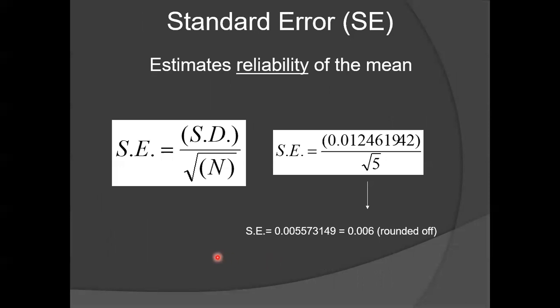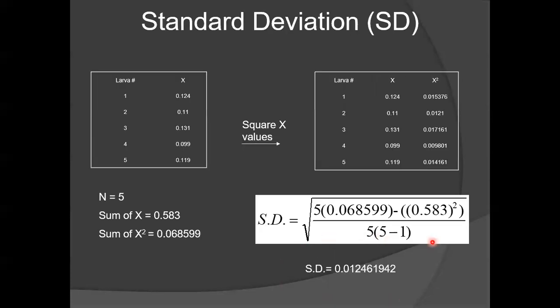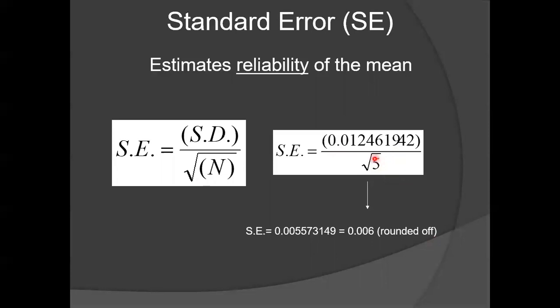The next statistical calculation will be standard error, and this estimates the reliability of the mean. And this is directly related to standard deviation. To calculate standard error, you will take the standard deviation divided by the square root of n, where n is the number of replicates in a data set. So from the previous example, we'll take the standard deviation calculated from this set, divided by the square root of 5 to get a standard error of 0.006, rounded off.